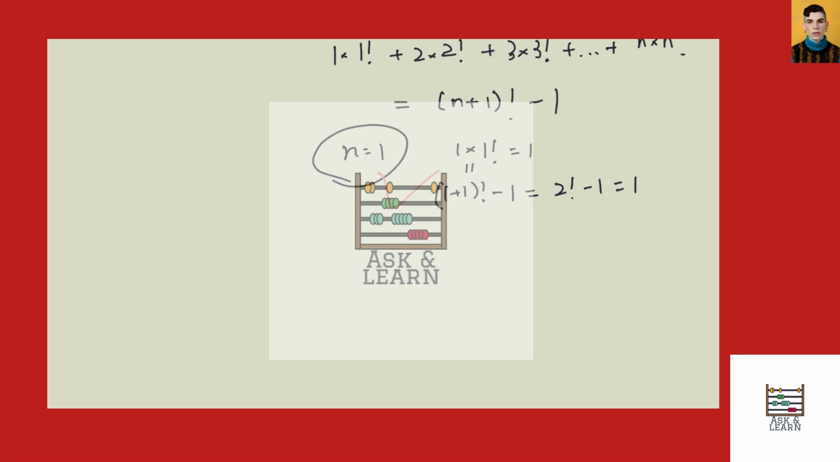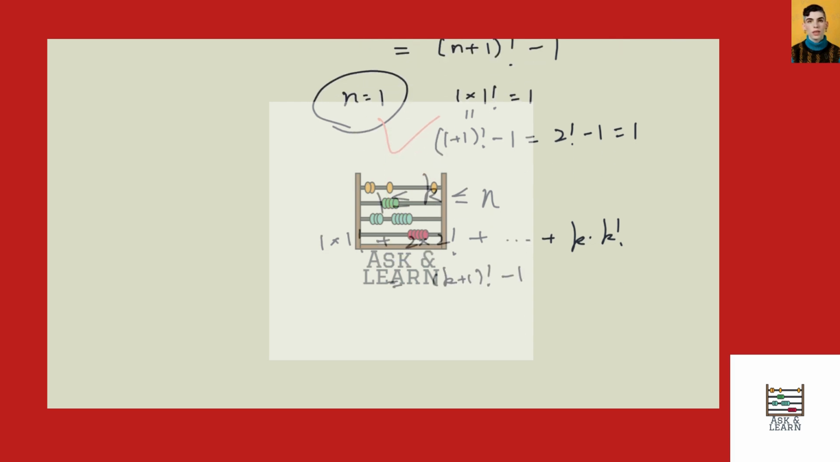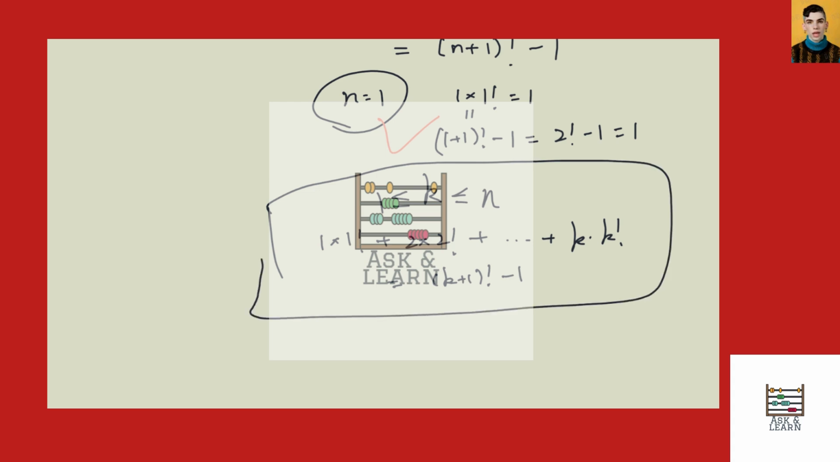Now we want to construct the induction. We give the inductive hypothesis. Suppose for any k which is greater or equal to 1 and less or equal to n, we always have 1 times the factorial of 1 plus 2 times the factorial of 2 plus and so on, plus k times the factorial of k, is equal to the factorial of k plus 1, minus 1. This is our inductive hypothesis. For any k less than n, we know this is true.